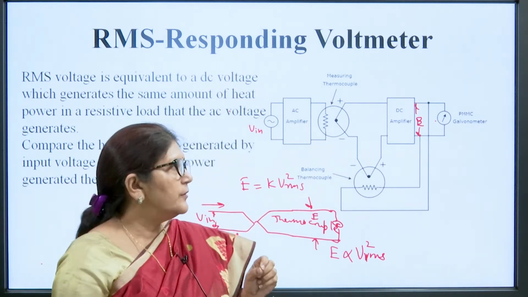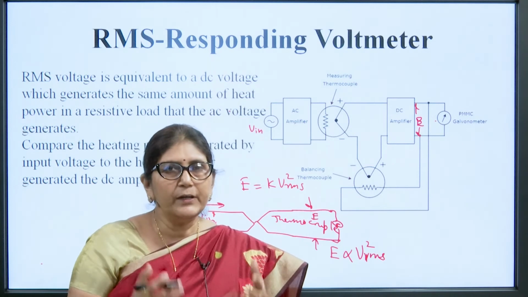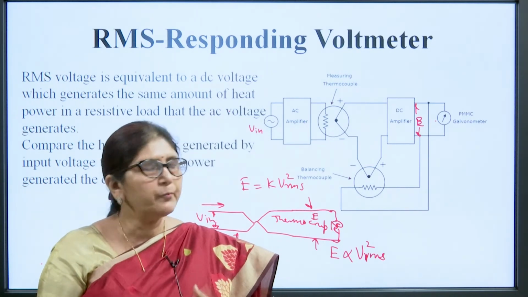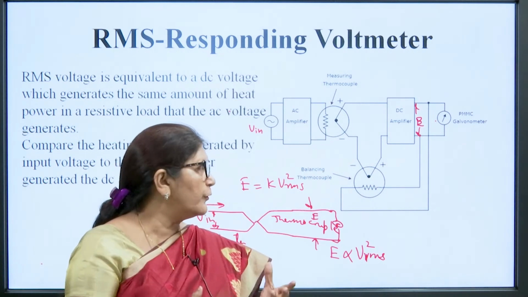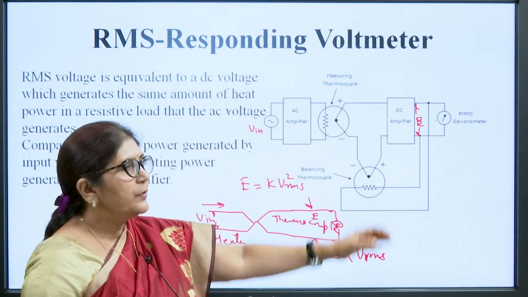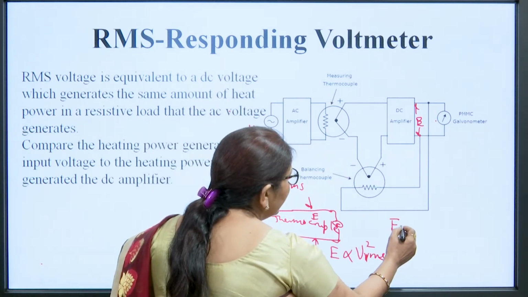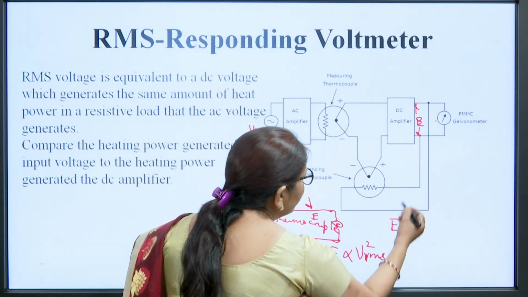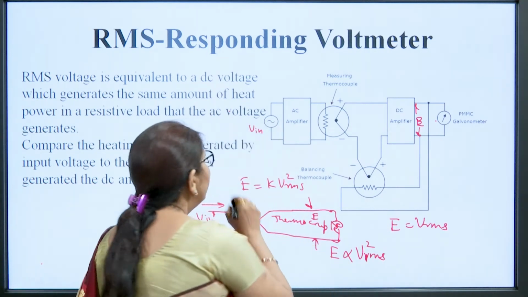If due to a change in environment or any other conditional change the performance of the thermocouple is affected, then both thermocouples will compensate each other's performance, and the PMMC meter will show the RMS value. So, this meter will show the V RMS value of this input voltage.